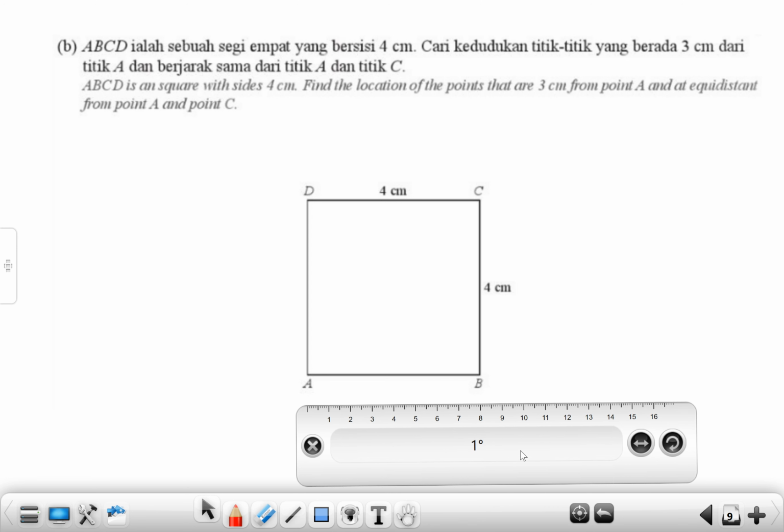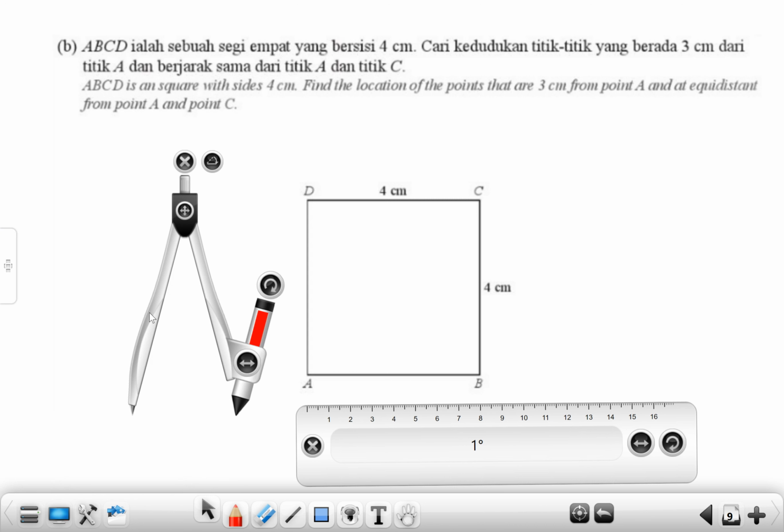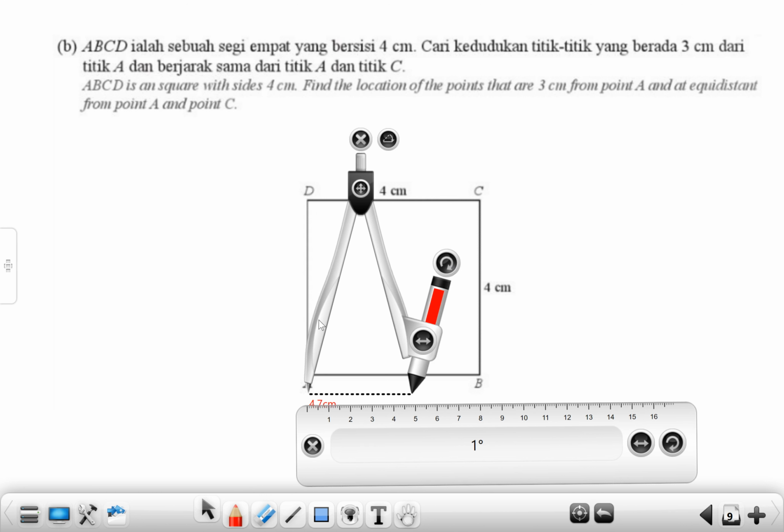Okay, find the location of the point that are 3 centimeters from point A. Point A. What type of locus? A circle. But if in our diagram over here, should we get a circle? A quarter only, right? Okay, so what should I have over here? My compasses with the length of 3 cm.